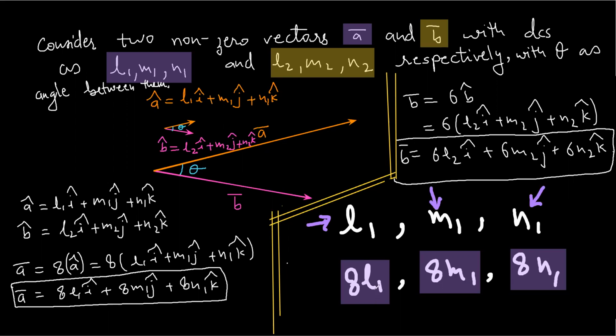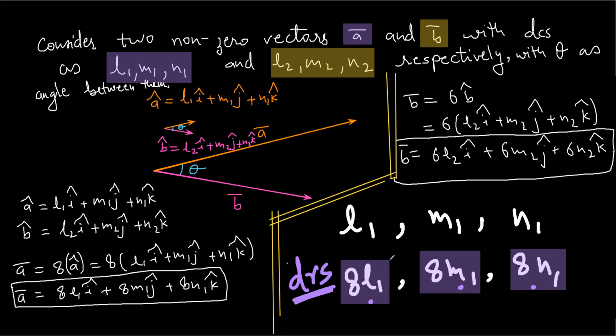So what do these numbers become? They are DRS, they are DRS of A bar. I repeat the whole thing again. L1, M1, N1 are the DCS of A bar. When I multiply the same number to these three DCS, I get three numbers, and these three numbers are proportional to these three DCS, and hence they become DRS.